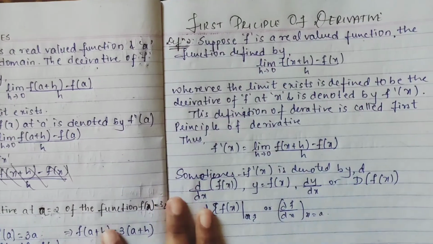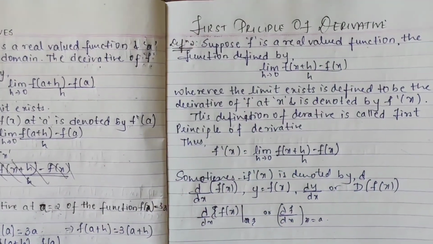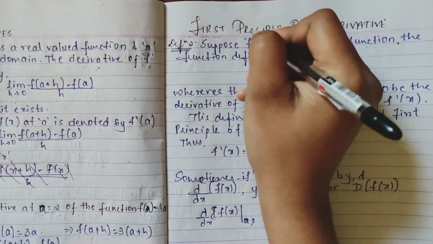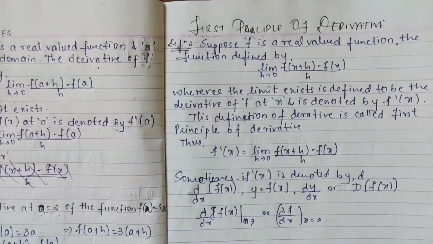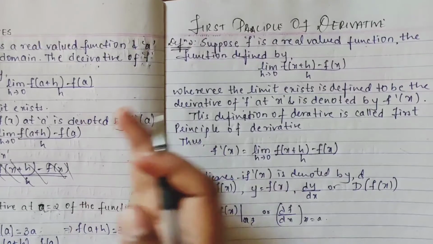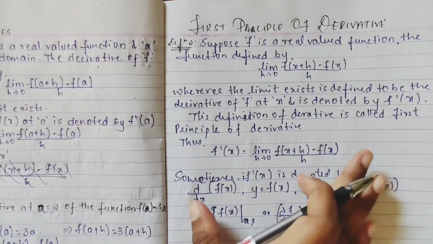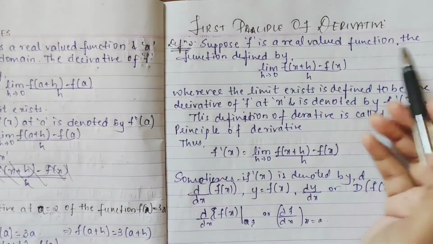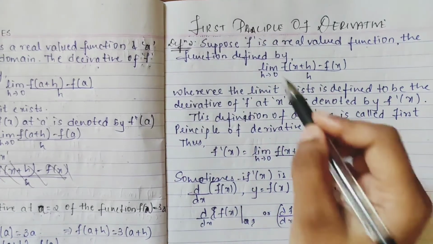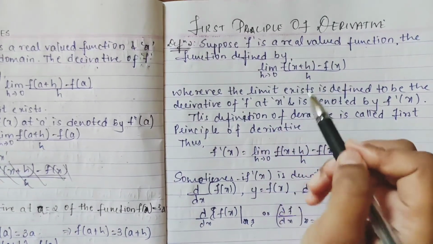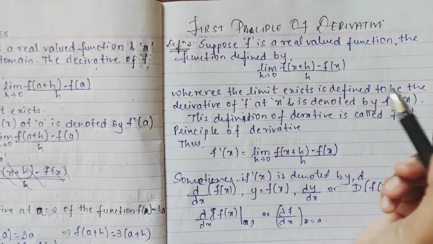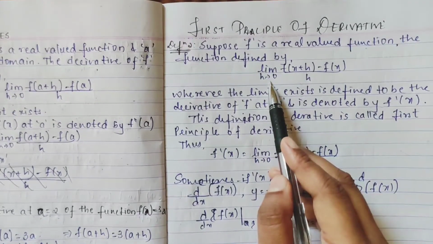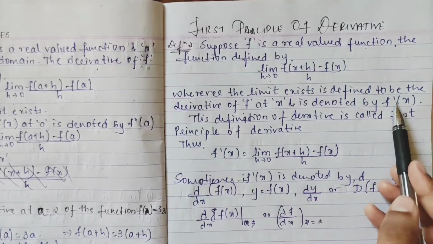Next is first principle of derivative. It is nothing but the same in terms of your x. Definition is same, but in terms of x. Suppose f is a real valued function. The function is defined by limit f of x plus h minus f of x by h as h tending to 0, whenever the limit exists, and it is denoted as f dash of x.